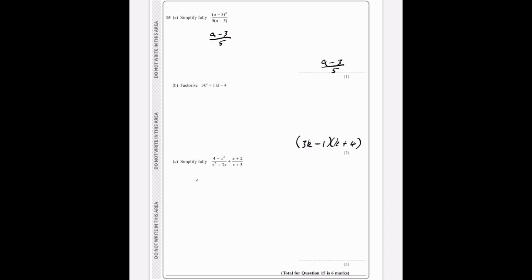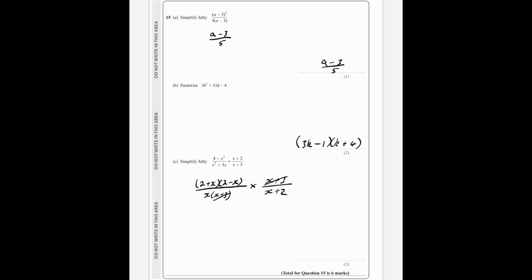Then for C, to simplify that fraction fully, I'm going to factorise as much as I can. So difference of two squares factorisation, 2 plus x, 2 minus x. The denominator factorises to x times x plus 3. Then I'm going to flip the fraction and multiply. So multiply by x plus 3 over x plus 2.